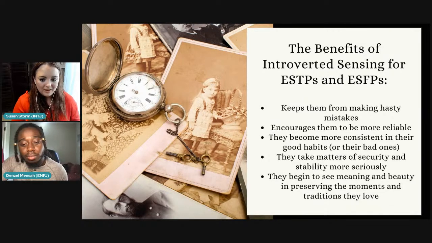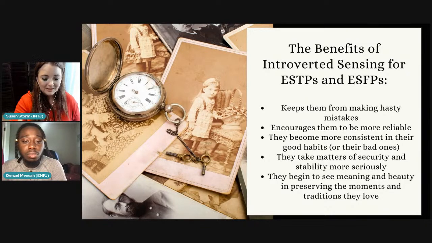the routines that are going to give them what they ultimately want. They also become more consistent in their good habits, although if they integrate their oppositional role in a negative way, they can also become more consistent in their bad habits. And they can take matters of security and stability more seriously and see meaning and beauty in preserving traditions and moments that they love. So it's a bit confusing sometimes as we talk about integrating the oppositional role, because some of these same effects can happen when you integrate the inferior function. So multiple functions can have the same effect.